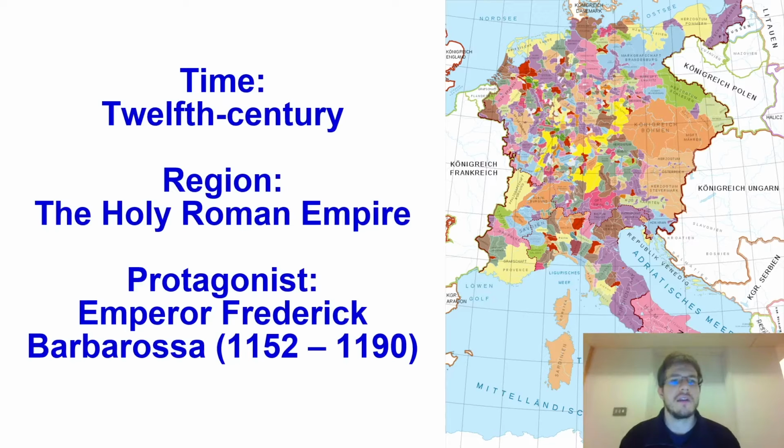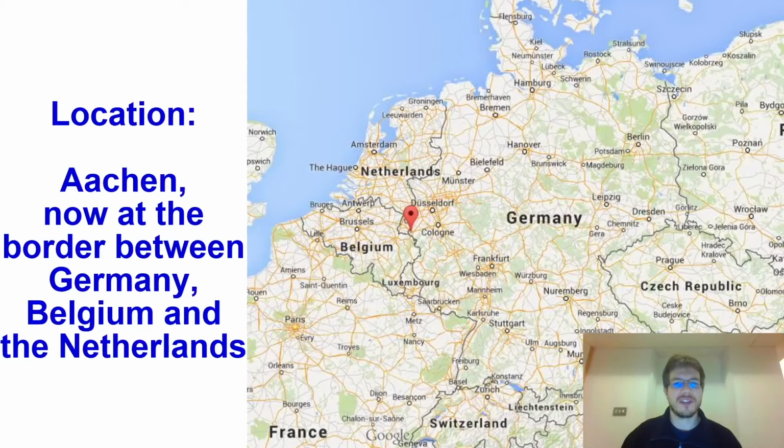So once again, where is this taking place? It's the 12th century in the Holy Roman Empire, which you can now see on the map in one of Europe's most bizarre maps. The protagonist is Emperor Frederick Barbarossa, who reigned from 1152 to 1190. Though the protagonist of this particular presentation will be an object, a chandelier.